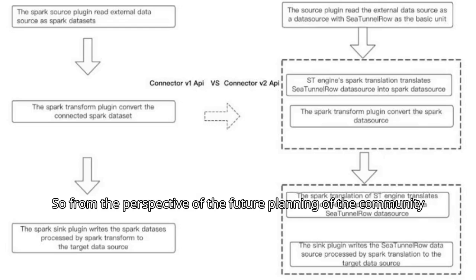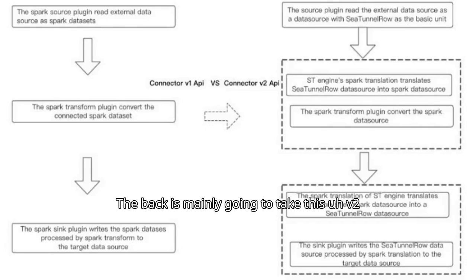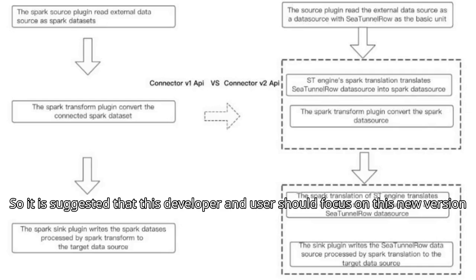So from the perspective of the community's future planning, going forward it is mainly going to take the V2 version of the API, and more functions and features will be supported in V2 than in V1. After V1 stabilizes, it will no longer be maintained. So it is suggested that developers and users focus on the new version, which is the V2 API.